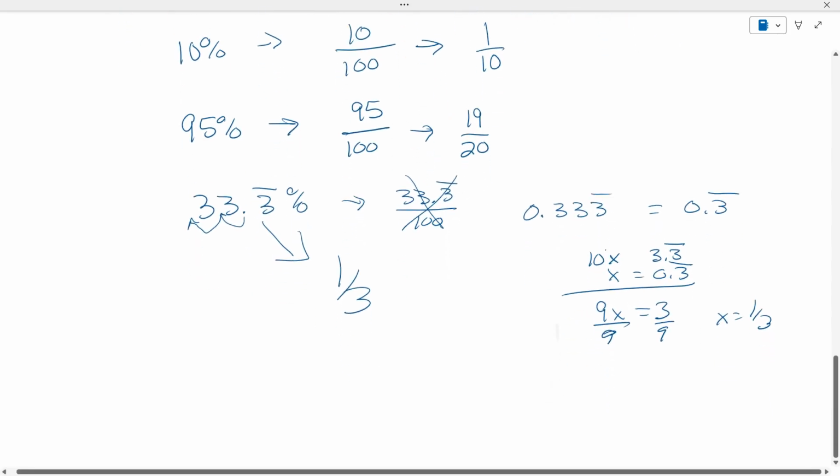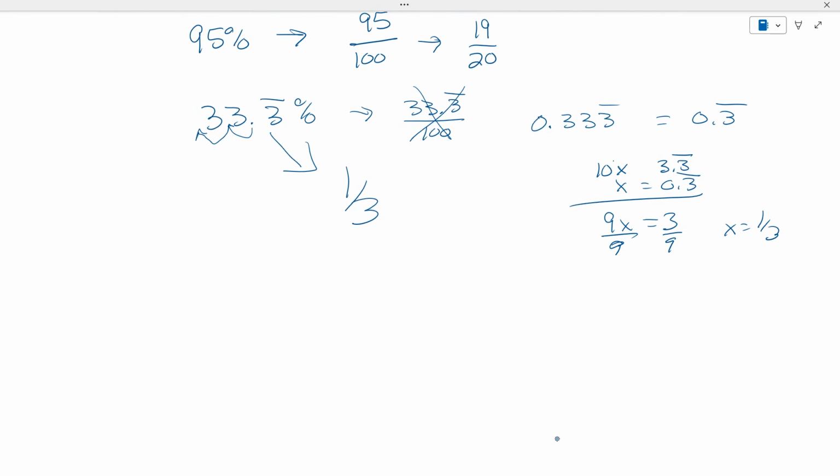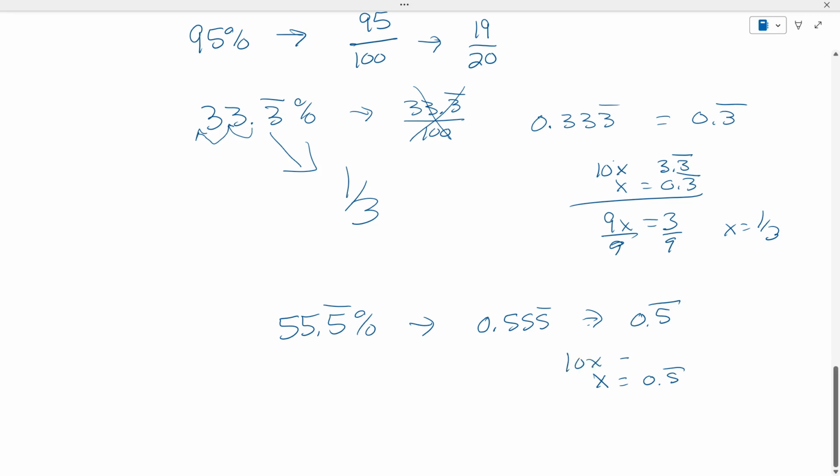Let's do one more repeating decimal one. Let's do 55.5 repeating percent. So when you have a repeating, you've got to change it to a decimal first. So it's 0.555 repeating, which is 0.5 repeating. So x equals 0.5 repeating. So 10x equals 5.5 repeating. And we subtract. 10 minus 1 is 9x equals 5. So this is 5/9. So 55.5 repeating is 5/9.